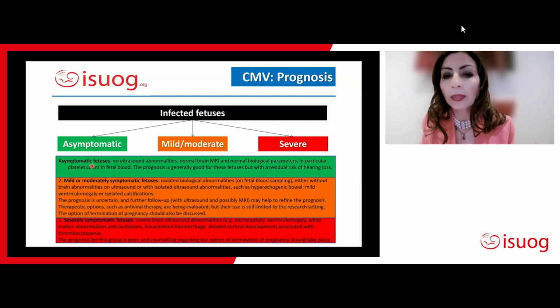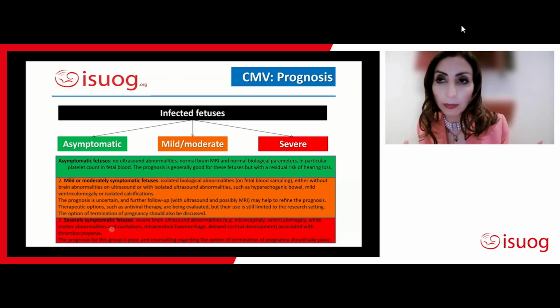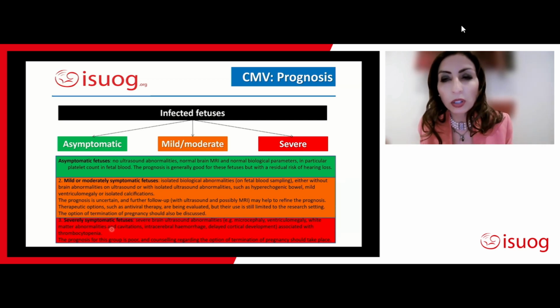The red: already severe ultrasound abnormalities, particularly brain abnormalities, cortical abnormalities, severe ventriculomegaly. The prognosis is poor, and in this case you could potentially offer termination of the pregnancy, depending on where you work.